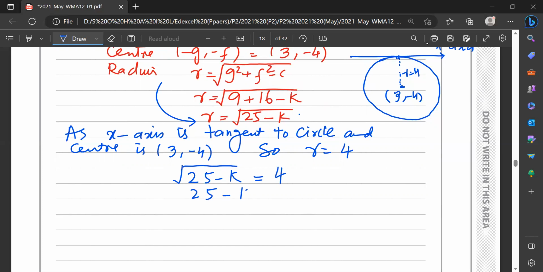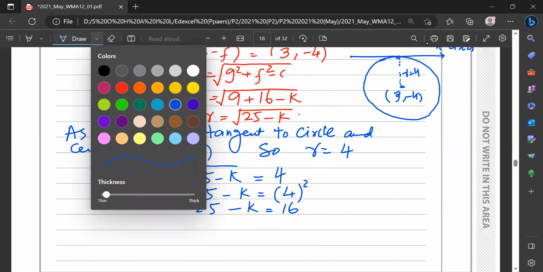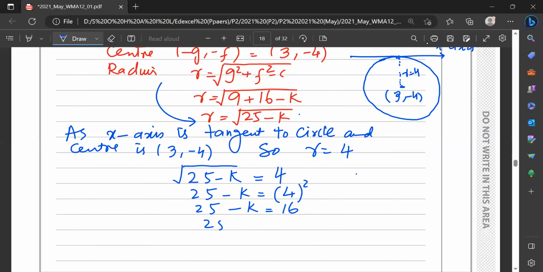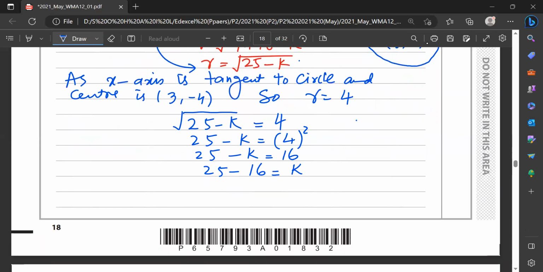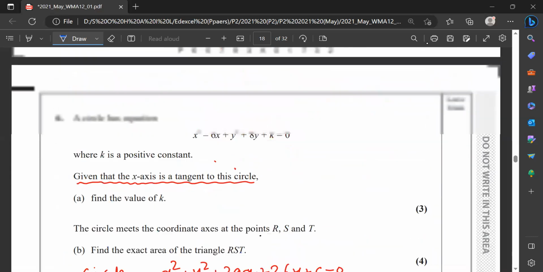For the value of k, I can square both the sides. 4 squared, the square root cancels with the square, and equals 16. And finally, you can simplify for the value of k. The k value is 25 minus 16 is equal to k, and k is equal to 9. So this is the solution to part A for 3 marks.